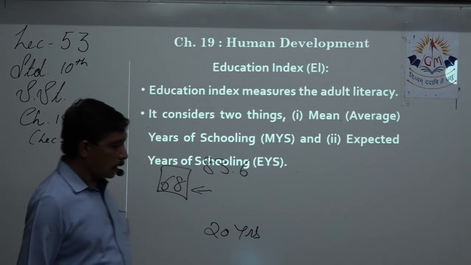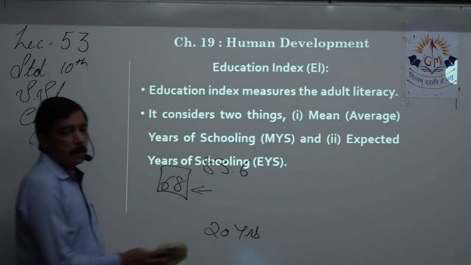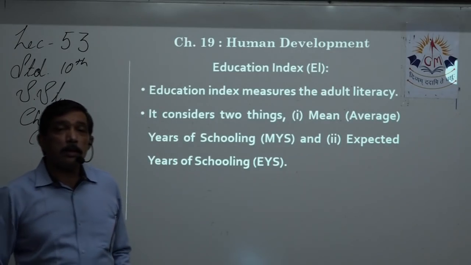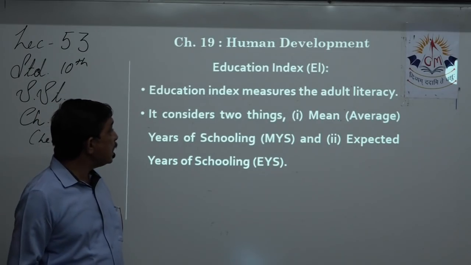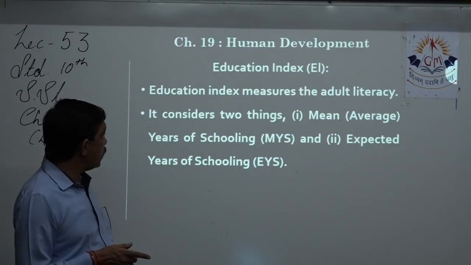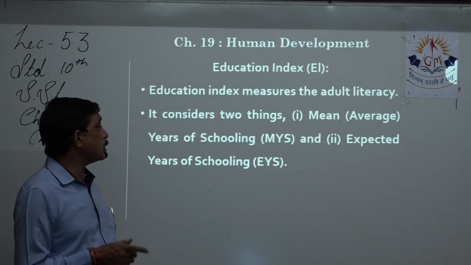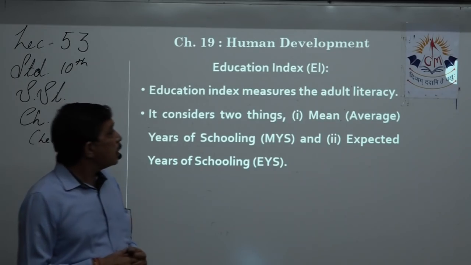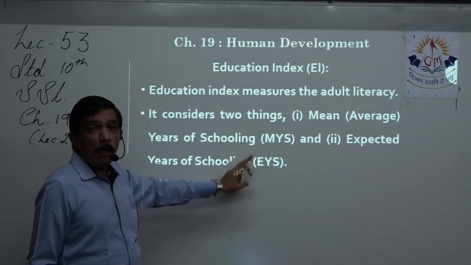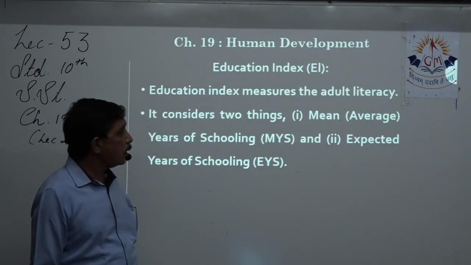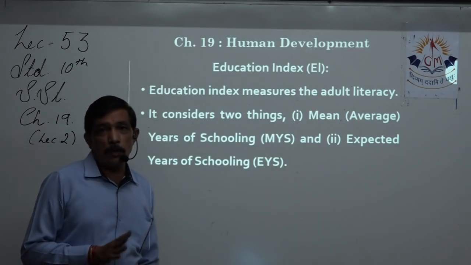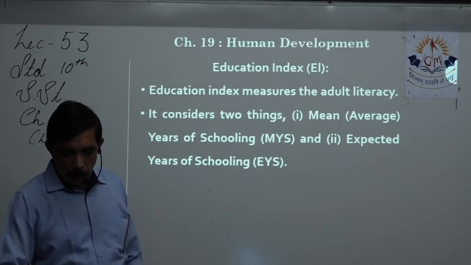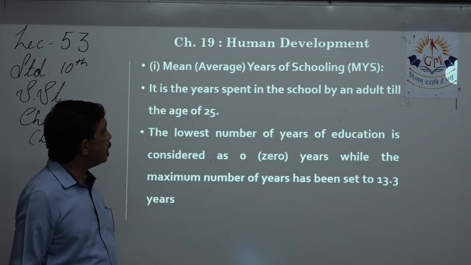Next comes education index. Now the education index is the measurement of adult literacy. It measures adult literacy, not education in children. It considers two things. First is mean years of schooling, that is MYS, and expected years of schooling, EYS. Two things are included in this. The education index has two other indicators to help find out the education index. First one is mean years of schooling. Next is expected years of schooling. Now that is MYS and EYS. Now let us learn what is MYS and what is EYS.